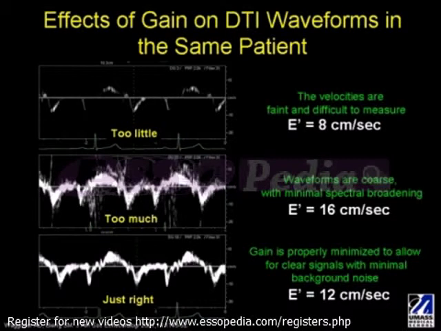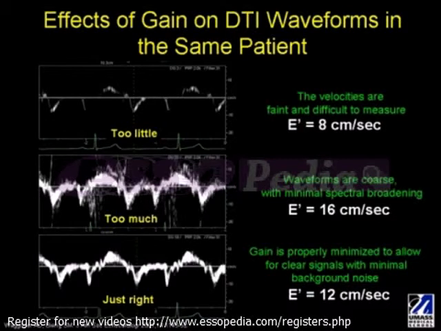Then, in the same example, we have waveforms that appear coarse and with spectral broadening. And what you see here is that the E prime velocity is now 16. We now have a 100% increase in the E prime velocity just by adjusting the gain.